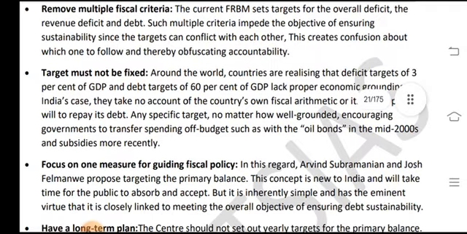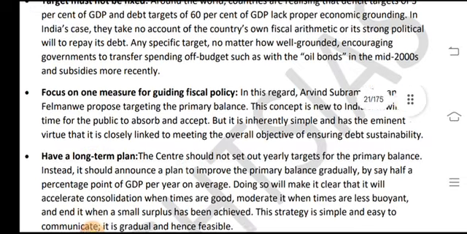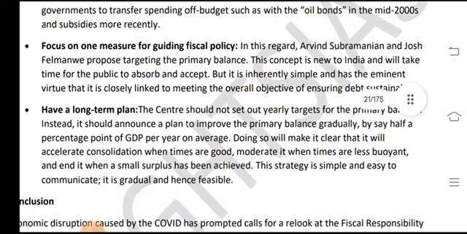In India's case, they tax and know the accountant of the country, and even with a fiscal arm matrix, it is the strong political will to repay debt that matters, not any specific target, no matter how well grounded. Targets encourage governments to transfer spending off budget, such as with the oil bonds and subsidies in the mid 2000s. More recently, focus on one measure for guiding fiscal policy; in this regard, Arvind Subramanian and Josh Felman propose targeting the primary balance concept.